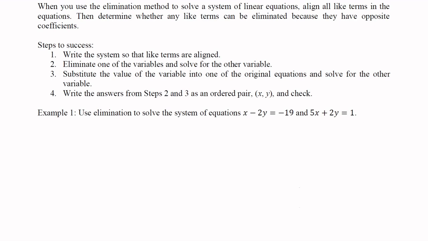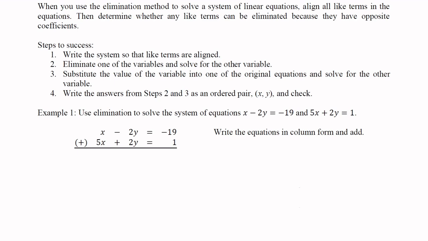So let's use elimination to solve the system of equations here. What you're going to do first is write the equations in column form, and then we're going to add them because we have negative 2y and positive 2y. When we do that, we get x plus 5x, which gives us 6x. Our two y's cancel, and we have negative 19 plus 1, which is negative 18. So notice that the variable y is eliminated.